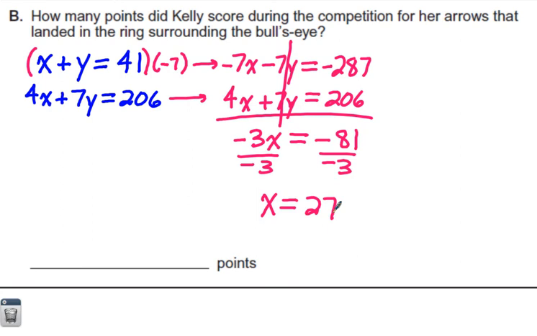And remember that they want to know how many points that was worth. So those 27 arrows were worth how many points? Well, they're worth 4 points each. So if we do 4 points apiece times the 27, that should get me a final answer of 108 points.